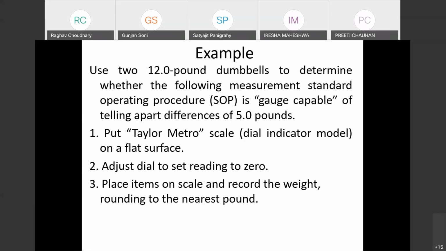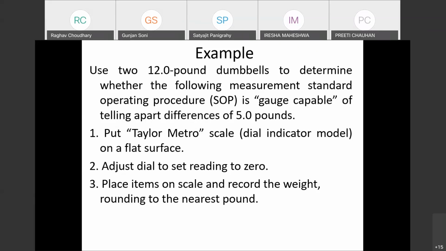Actually the standard operating procedure is also part of your measurement system analysis, because this is a system. The system includes the machines and the procedures. So a Taylor Metro scale has been used over here on a flat surface. We adjust the dial to set the reading to 0. We place items on the scale and record the weight, rounding to the nearest pound.